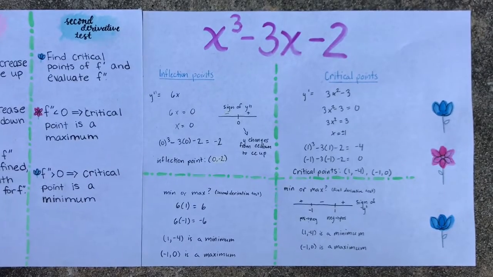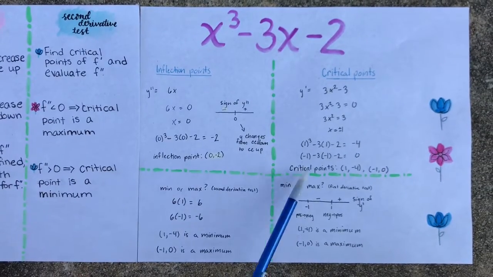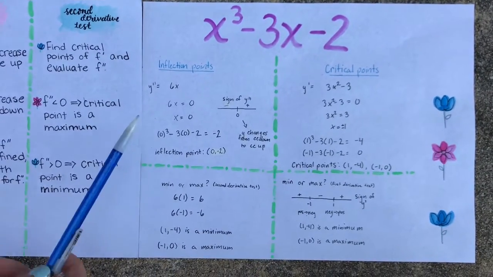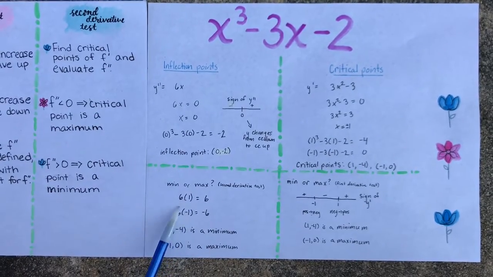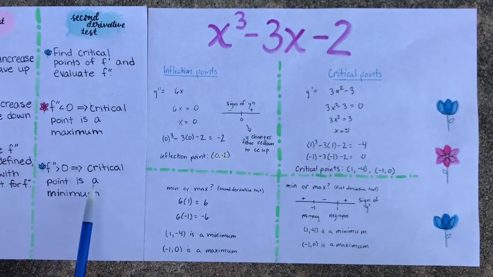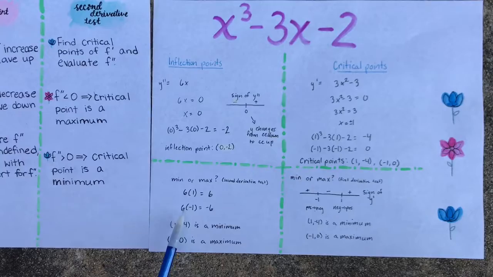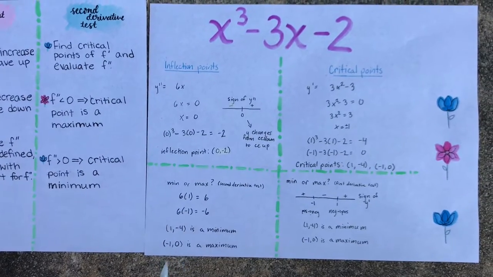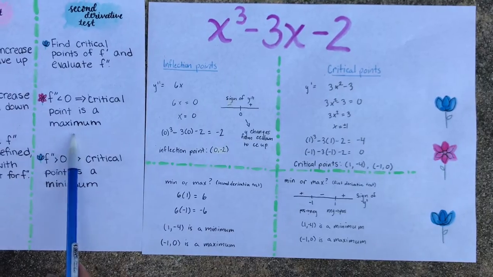To find the minimum and maximum of the function using the second derivative test, you take the x values from the critical points found over here and plug them into the second derivative that we found up here. So when you plug in 1 to the second derivative, you get that 6 times 1 equals 6, which is a positive number. According to the second derivative test, if y double prime is greater than 0, then it's a minimum. When you plug in negative 1, we get that 6 times negative 1 is negative 6. That's a negative number, meaning when y double prime is less than 0, it is a maximum.